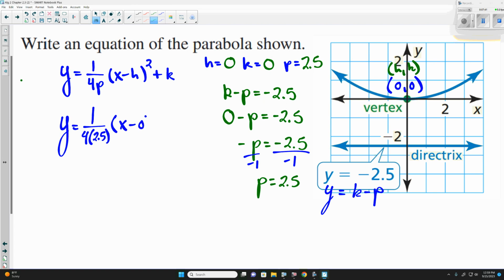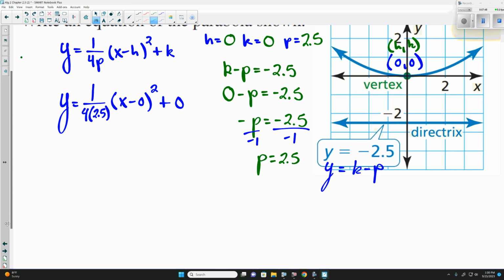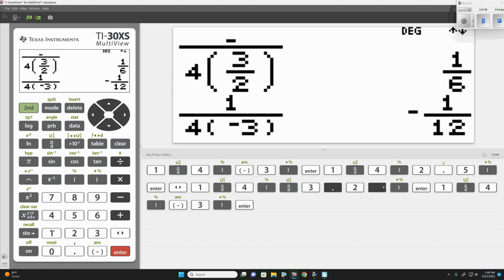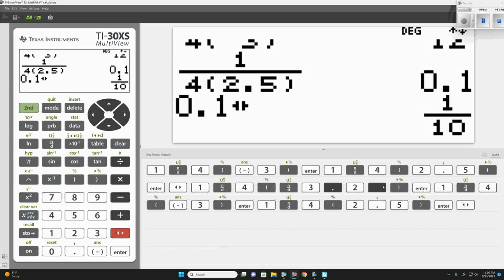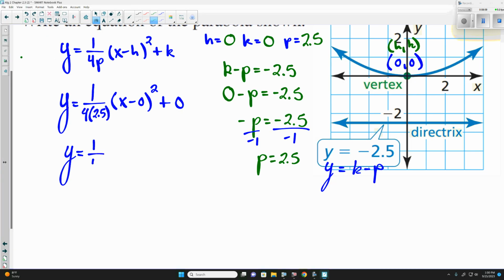Now we can plug our values of h, k, and p back into the equation. So we'll plug 2.5 into p, 0 for h, and 0 for k. Now the first thing we can do is 1 over 4 times 2.5, which gives us 0.1, or we can write it as 1/10. I'm going to write it as a fraction, but either way works. Now again, just like with the last one, we have x minus 0 squared. It actually just simplifies to x squared, and that's it.